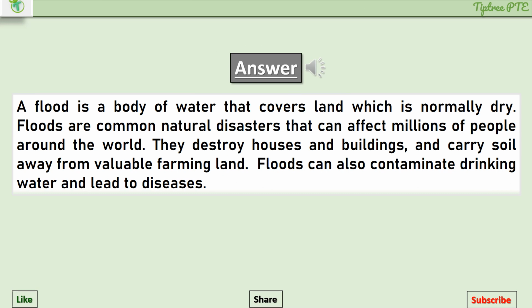A flood is a body of water that covers land which is normally dry. Floods are common natural disasters that can affect millions of people around the world. They destroy houses and buildings, and carry soil away from valuable farming land. Floods can also contaminate drinking water and lead to diseases.